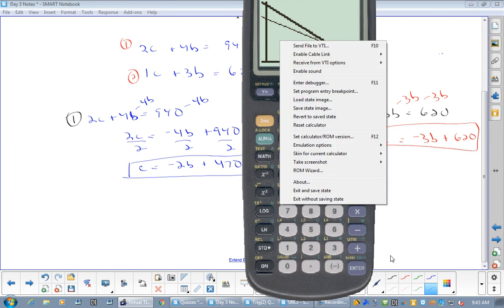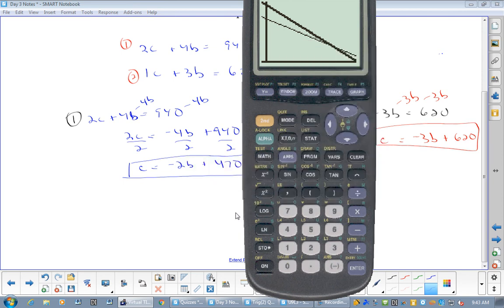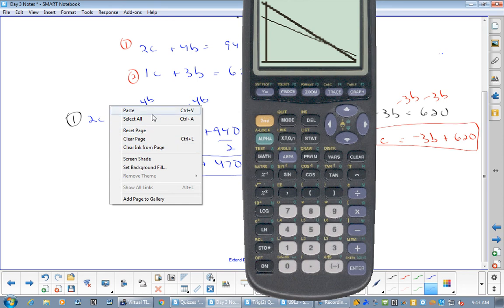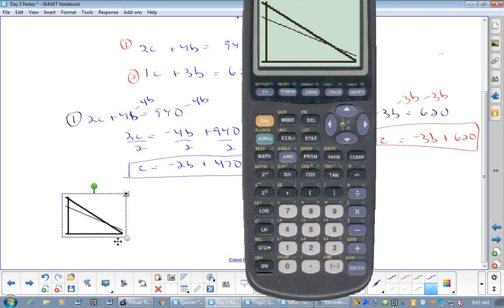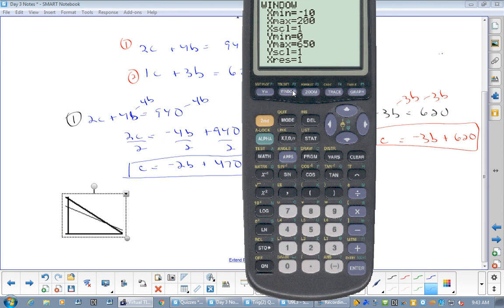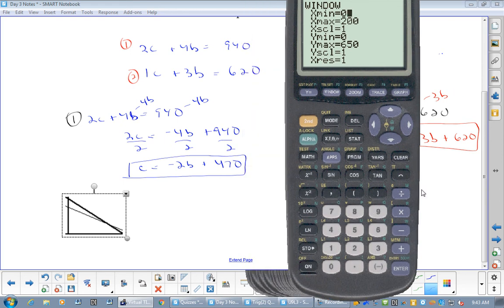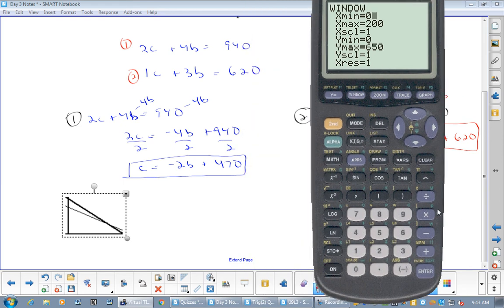Okay, so I'm just going to take my screenshot here. I'm going to paste it. But the one thing I do want to put down is actually my window settings. Even the negative 10, I'm going to put a 0 for x min. Okay, you watching? This is how you do window settings, because I may just ask you this on a test. What's your window settings? You're going to say my X are 0, 200, and 1.